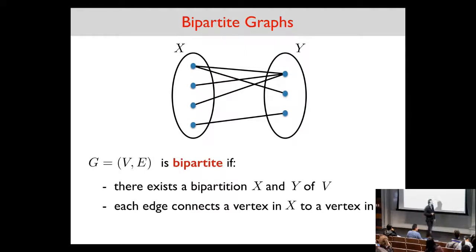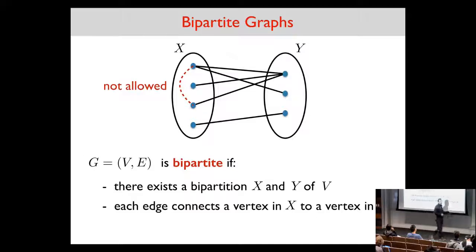A formal definition would be: a graph G is bipartite if there exists some bipartition of the vertex set V into two sets x and y, and each edge in this graph must connect a vertex in x to a vertex in y. So if this is the bipartition you're looking at, you cannot have an edge like the one shown there, connecting two vertices in x, or an edge that connects two vertices in y.